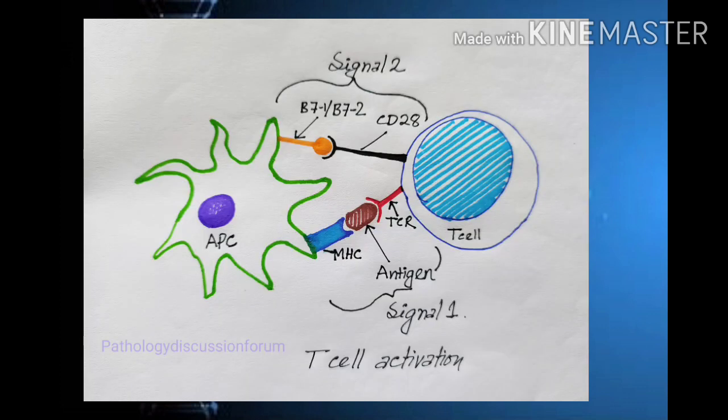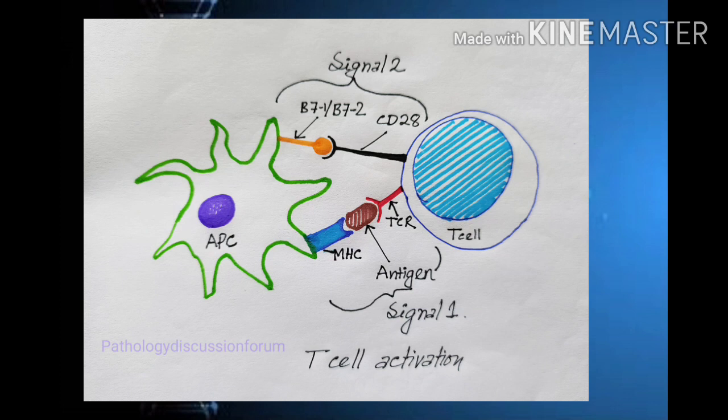Now, on the other hand, an antigen presenting cell has an MHC molecule for presenting the antigen to the T cell, and B7-1, B7-2 molecules to get attached with the CD28 molecule on the T cell.